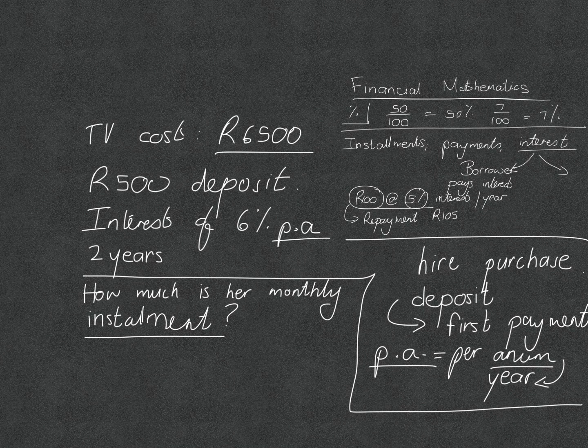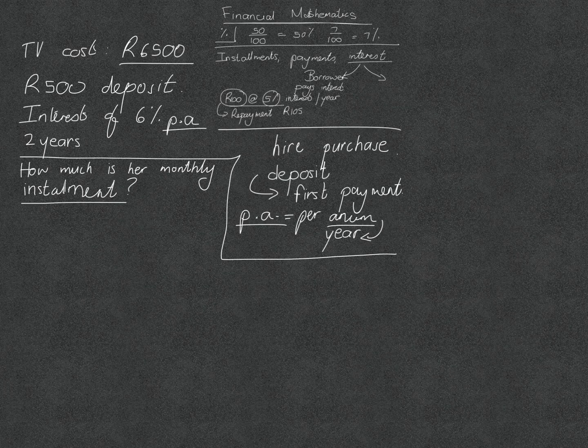Let me just see if I can get this right. Okay, so now let's do the calculation. She has paid 6,500. That's the cost of the TV. She's already paid 500 Rand. So let's first calculate the outstanding amount.